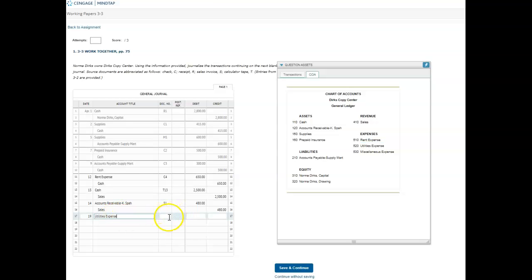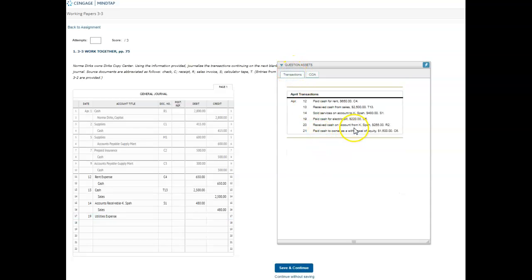And it's telling me because it's turning red. All right, utilities expense, C5, $220. Now that's the debit part. What's the credit? What's walking out the door? We paid cash for it. Cash is walking out the door. That is the credit.